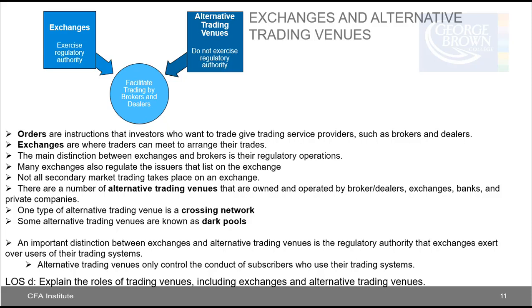Others operate innovative trading systems that suggest trades to their clients based on information that clients share with them or that they obtain through research into the client's preferences. One type of alternative trading venue is a crossing network, which is an electronic trading system that matches buyers and sellers who are willing to trade at prices obtained from exchanges or other alternative trading venues. Crossing networks are popular with investors who want to trade large blocks of securities.